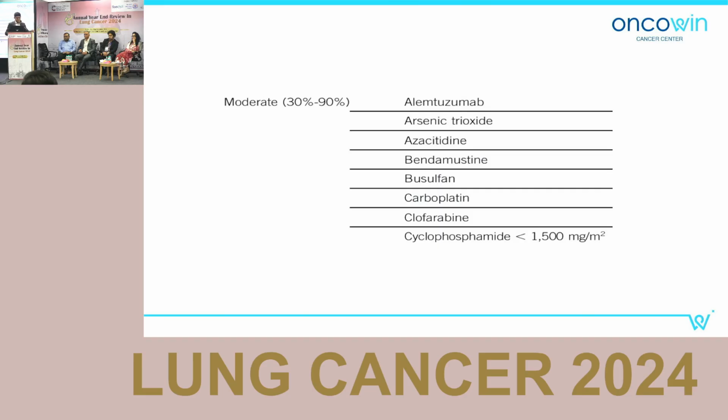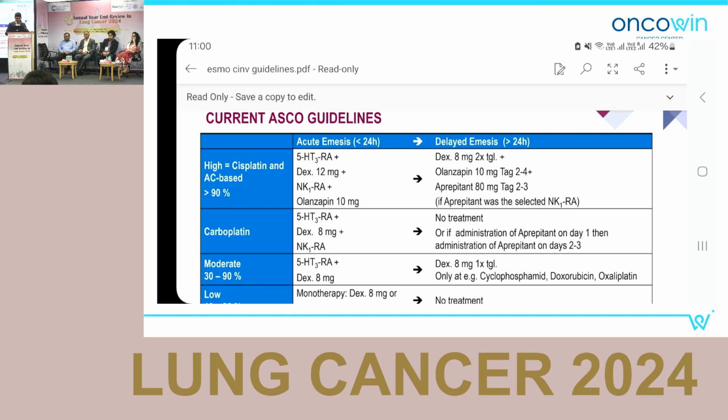So this was the chart which we discussed. Yeah, so the ESMO guidelines for cisplatin and AC based has all 4 drugs which we discussed, and olanzapine and dexamethasone are for 4 days and aprepitant for 3 days. And for carboplatin, the delayed emesis changes. You need everything for first day only, but most of the time with carboplatin you have some other drug, which may mandate usage of steroid for longer duration.